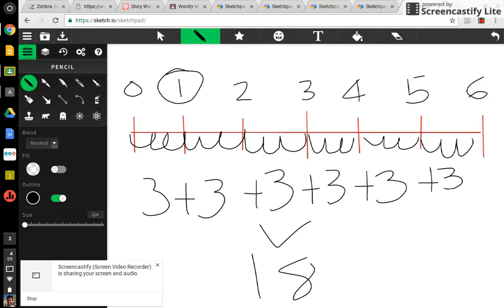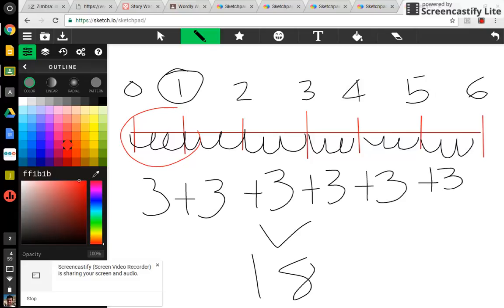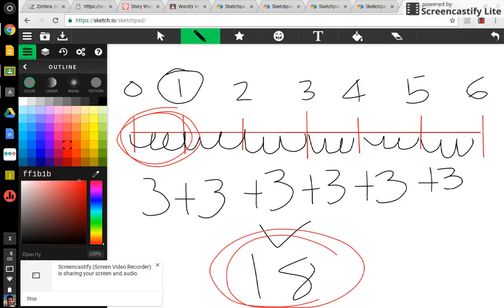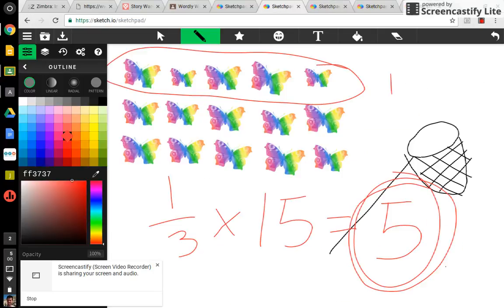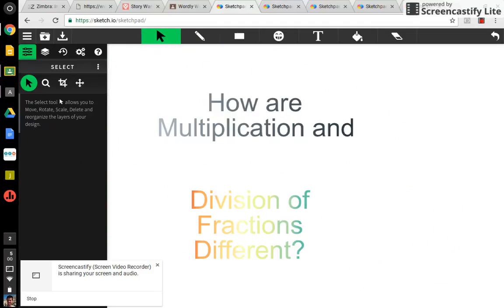So we notice that when we had 6 and we divided that into groups of 1/3, we were able to get 18 all together. So notice how our number, when we were dividing by fractions, got bigger. When we were multiplying by fractions, our number got smaller. That's how multiplication and division of fractions are different.